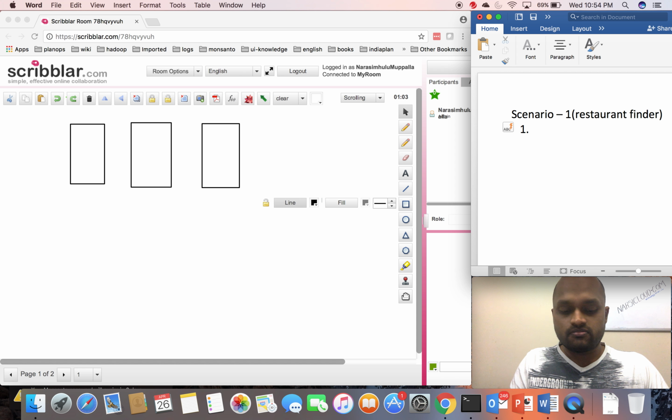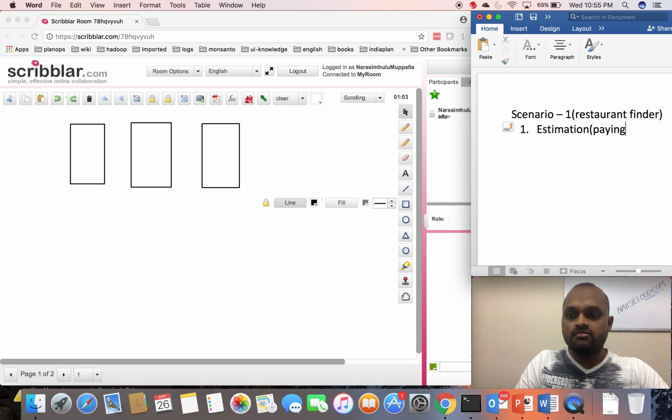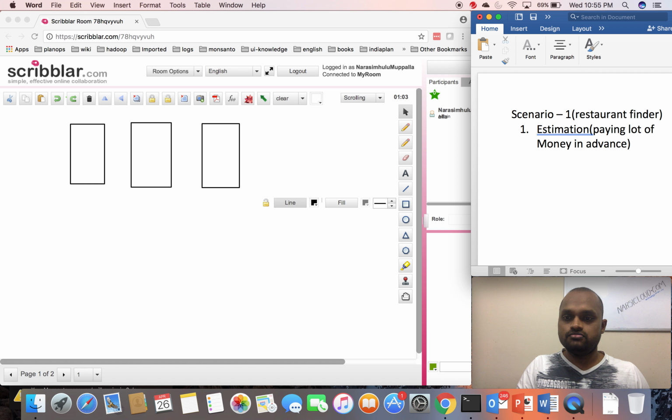The first issue is estimation, right? So I need to estimate how much hardware I need to deploy this application. In my case it's just 3 machines, but in bigger companies they would have to buy a lot of machines. So we end up paying a lot of money in advance. That is one issue.